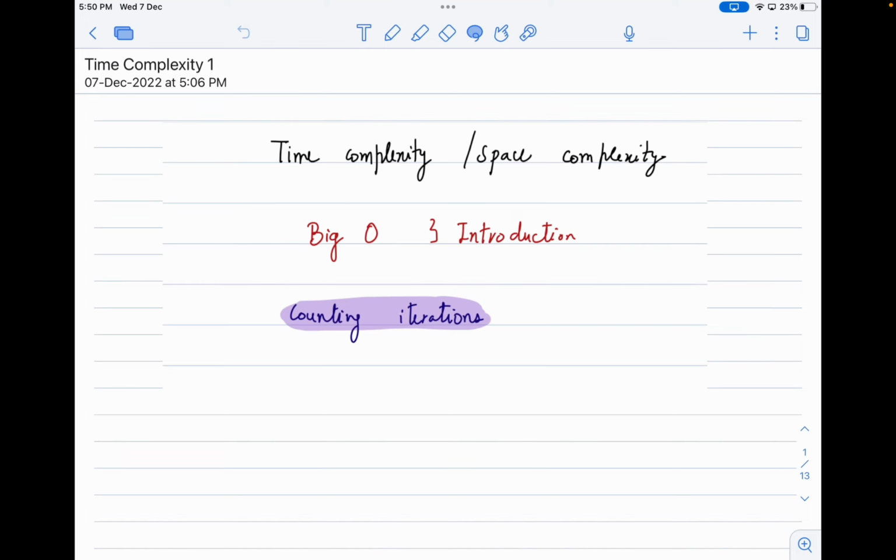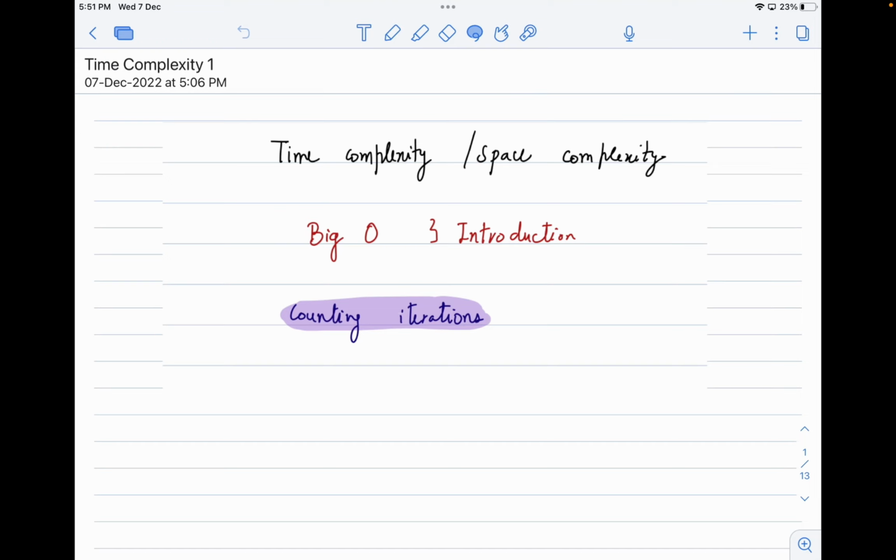Today we are going to learn time complexity. Time complexity and space complexity are the two major factors where we can analyze algorithms. Here big O comes into the picture. We will not talk about big O exactly right now. We will just go with the introduction of it, and we will look into counting of the iterations. Suppose the code is taking this much time, so that much count we can say that this many iterations are happening.